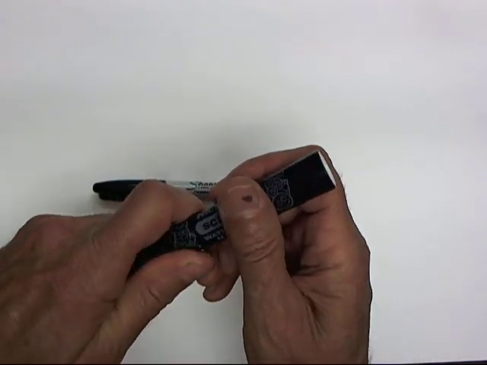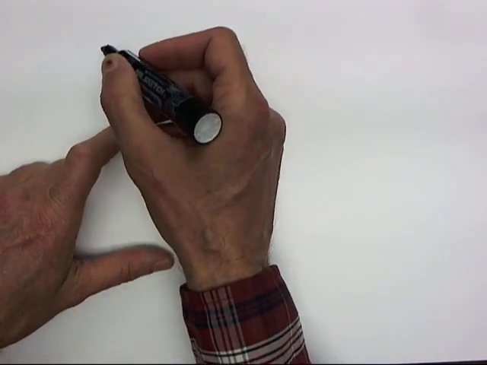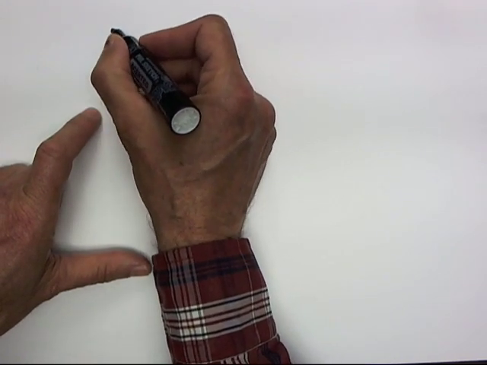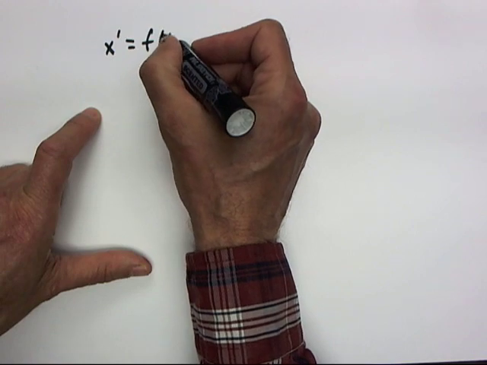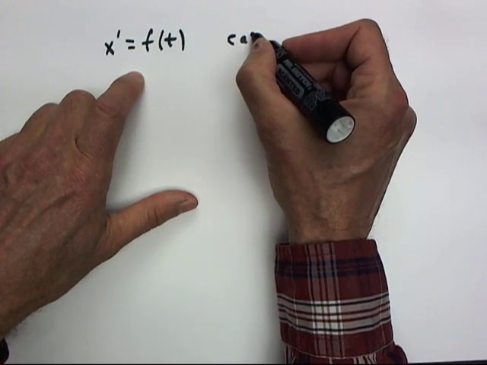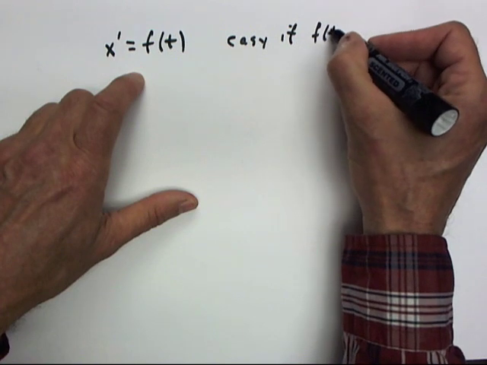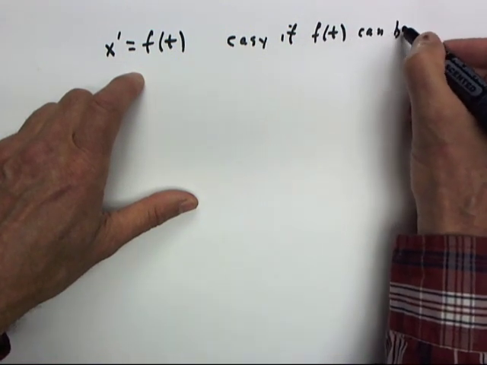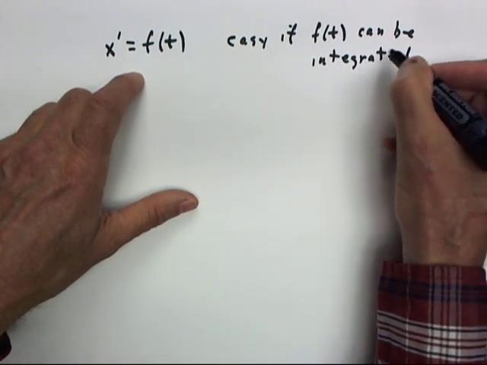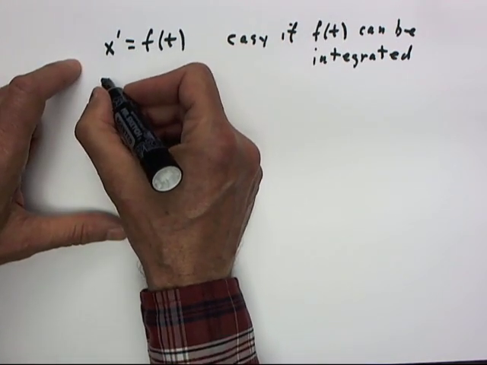We've illustrated at this point a number of different equations, and they can all be put into one of the forms that I'm going to write down here. One form is x prime equals f of t. And this form is always easy if f of t can be integrated. Okay, we just integrate both sides of the equation and we get a solution.